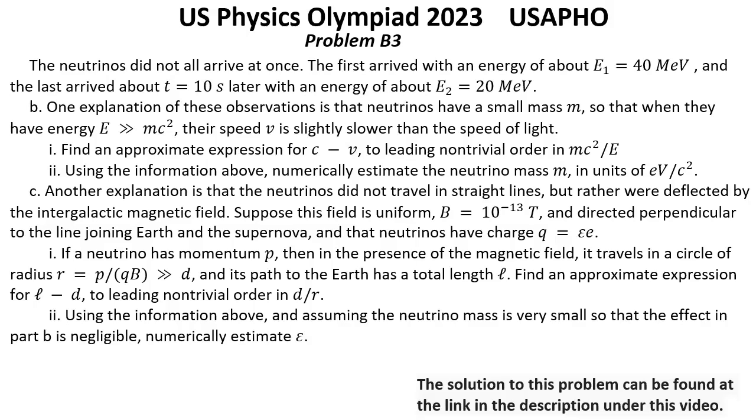Question 2. Using the information above and assuming the neutrino mass is very small, so that the effect in part B is negligible, numerically estimate epsilon.